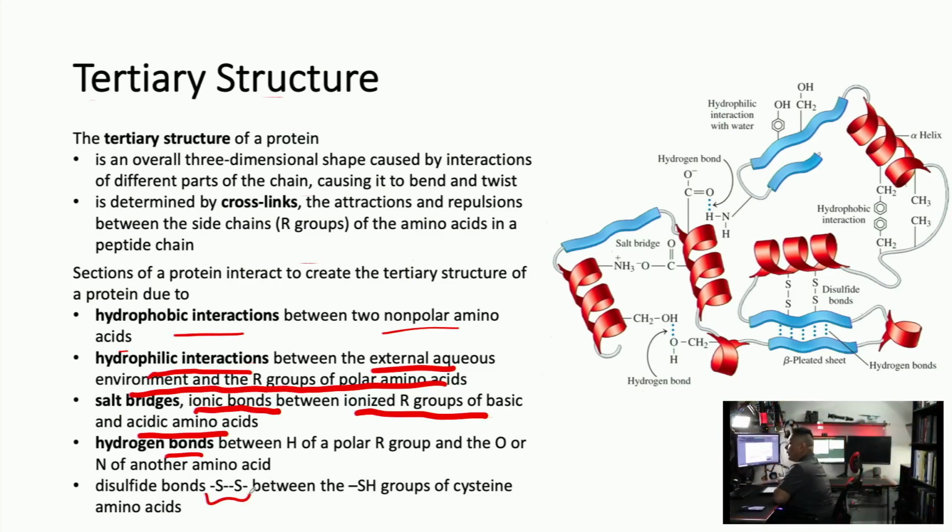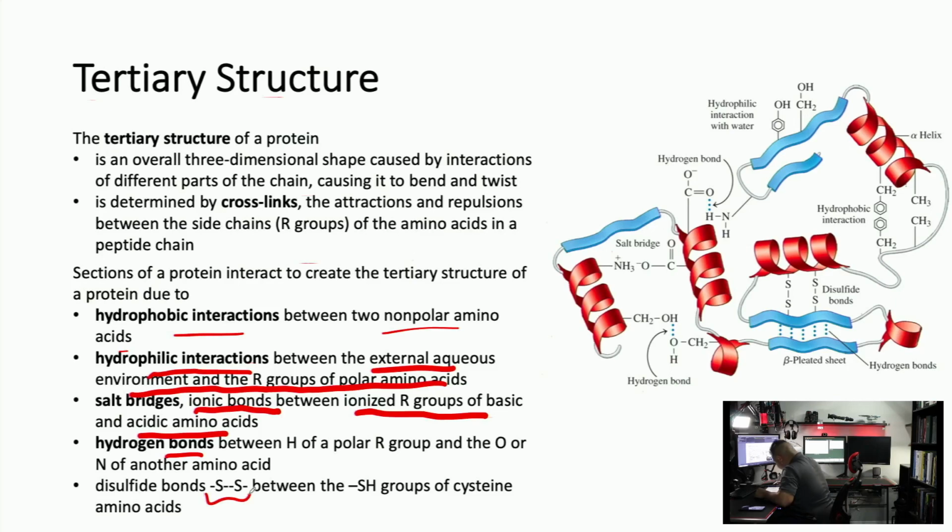Obviously, hydrophobic interactions occur with the nonpolar amino acids, things like phenylalanine, glycine, alanine, those kinds of things, right? So let me see if I can find a hydrophobic interaction somewhere here.